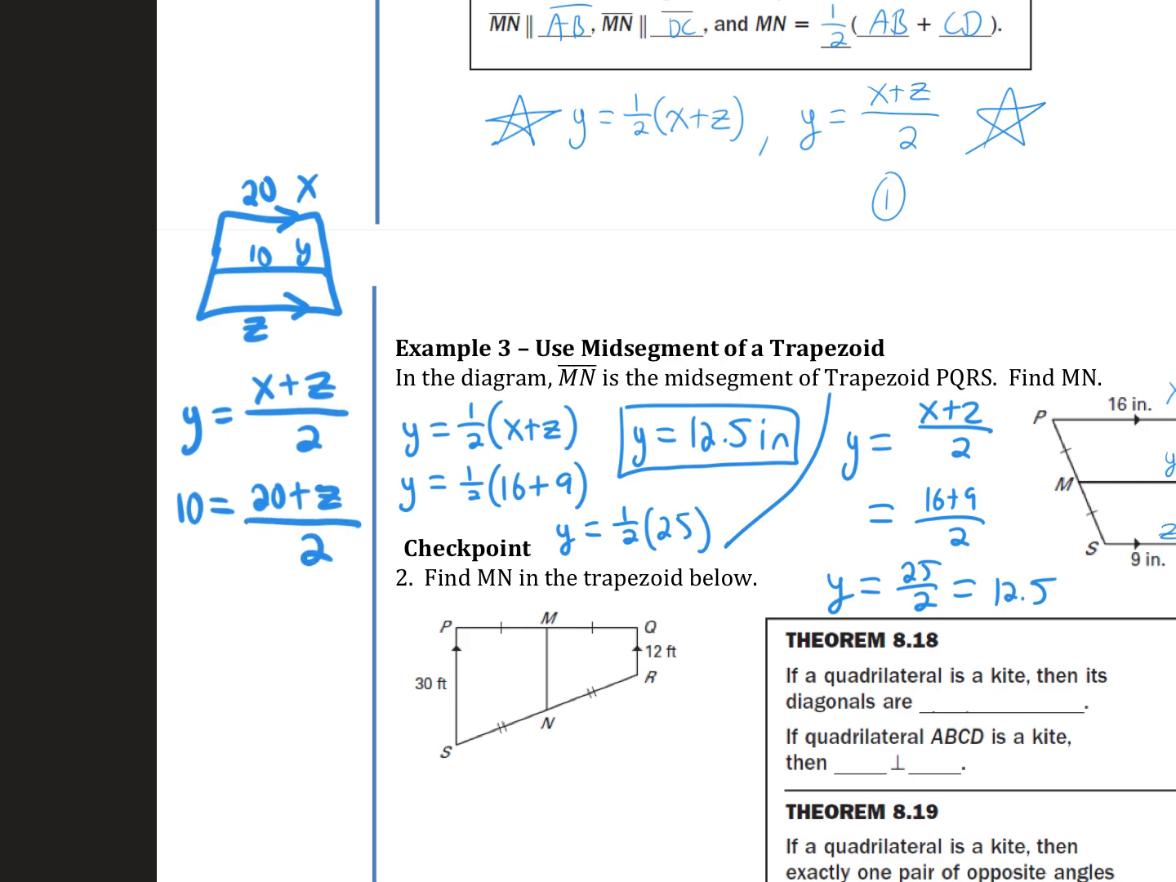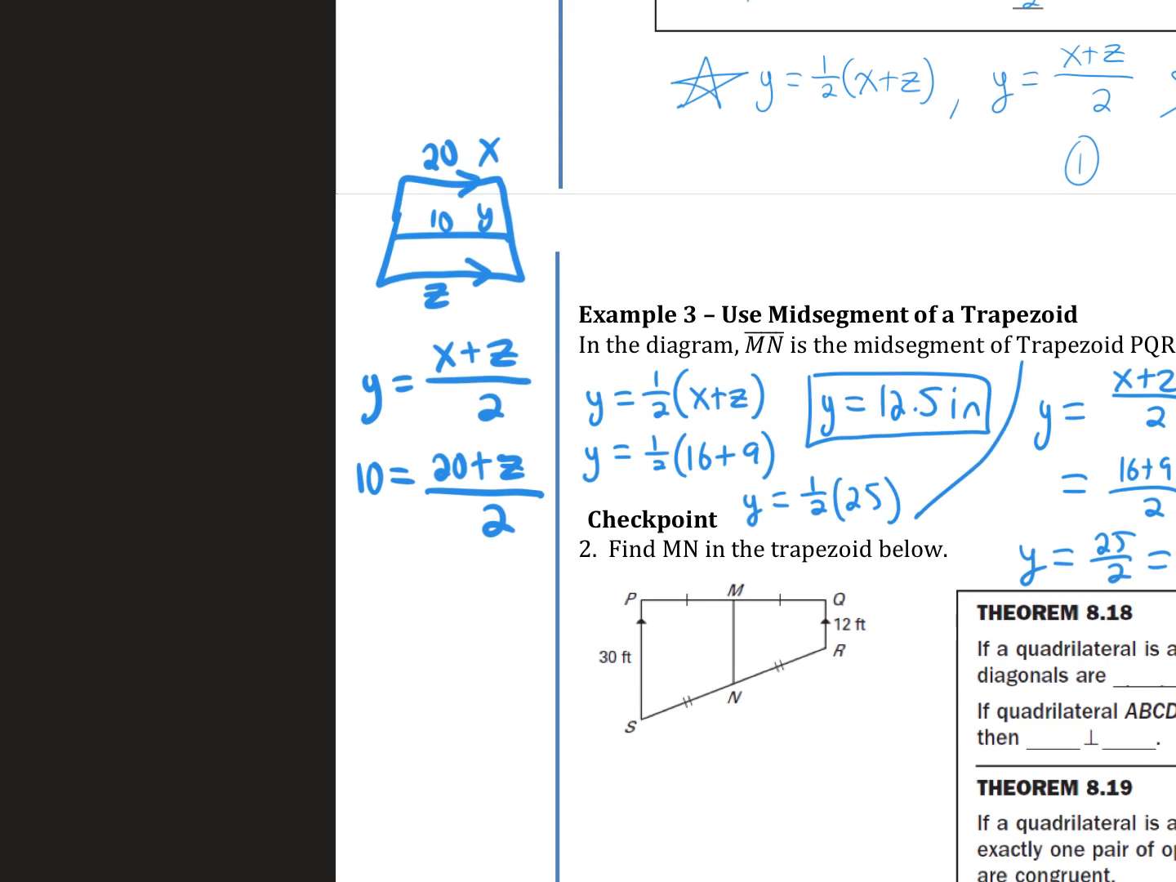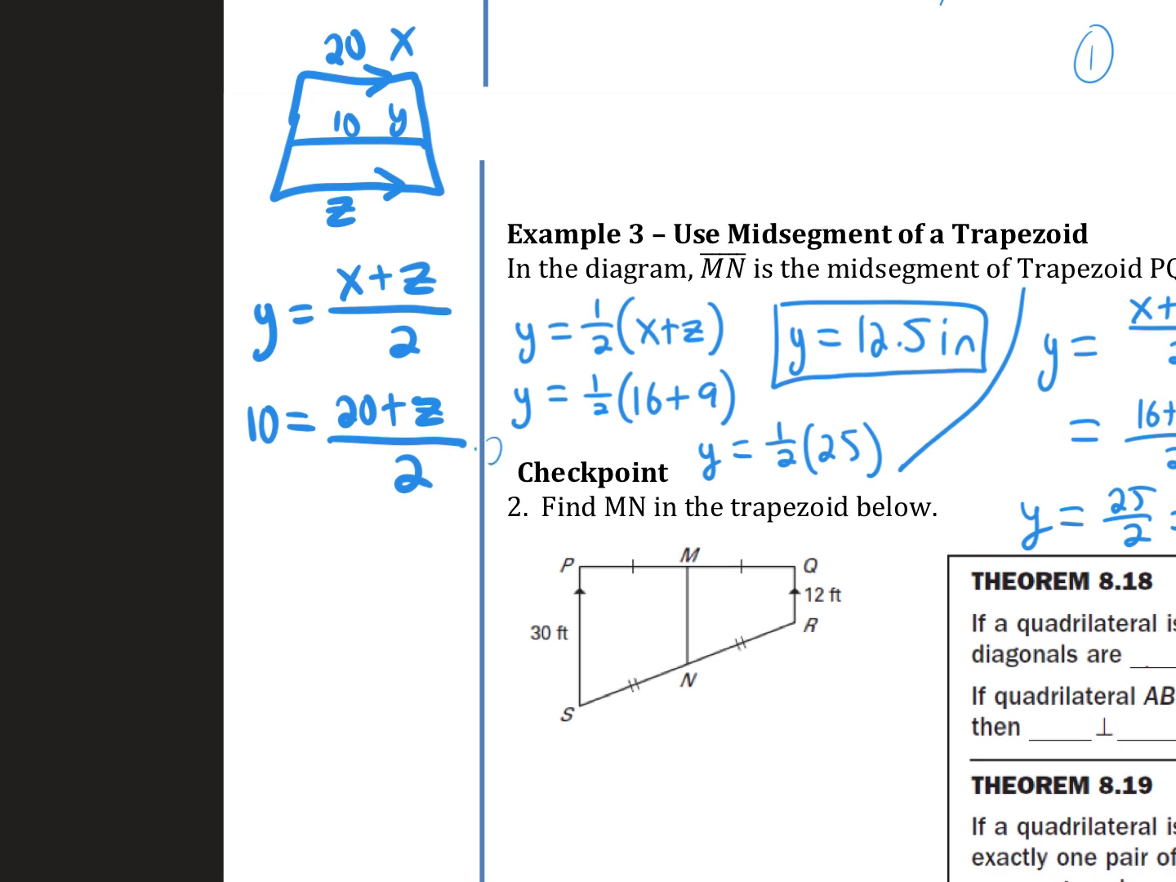Now how do we solve this? We're looking for z instead of y. We're going to multiply both sides by 2. So we get 20 equals 20 plus... This is actually not going to work out right. I just made this up off the top of my head here. But that's okay.